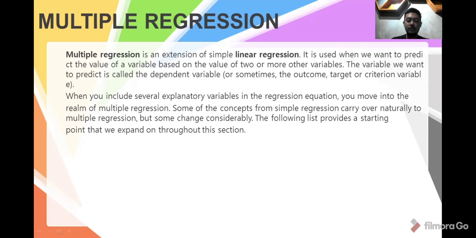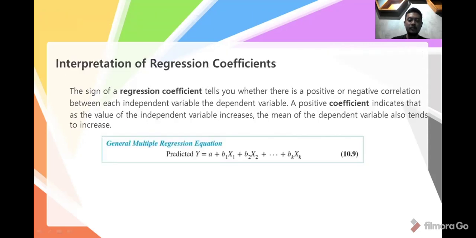Some of the concepts from simple regression carry over naturally to multiple regression, but some change considerably. The following list provides a starting point that we expand on through this section. Interpretation of regression coefficient. The sign of a regression coefficient tells you whether there is a positive or negative correlation between each independent variable and the dependent variable. A positive coefficient indicates that as the value of the independent variable increases, the mean of the dependent variable also tends to increase.